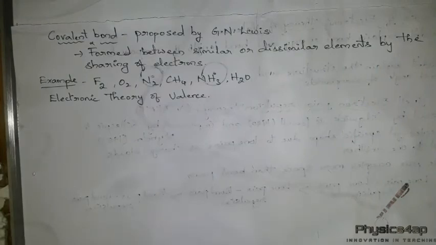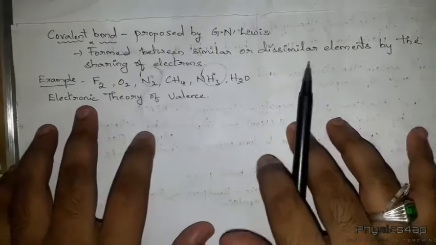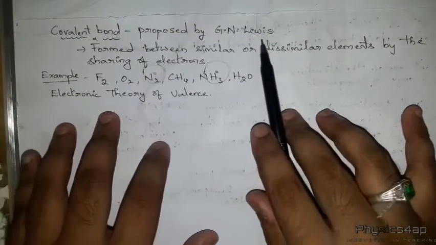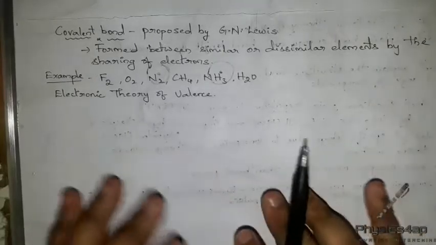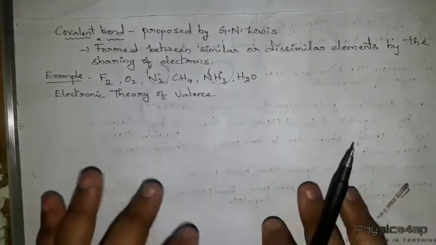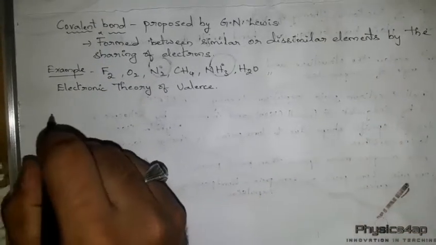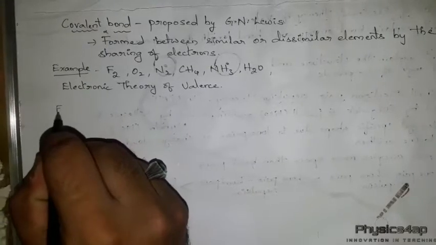Now let us go into the theory explained by G.N. Lewis, that is the electron theory of valency. The electron theory of valency says that the sharing of electrons takes place. Let us see how the sharing of electrons takes place for fluorine.